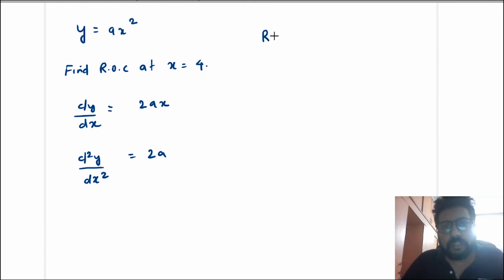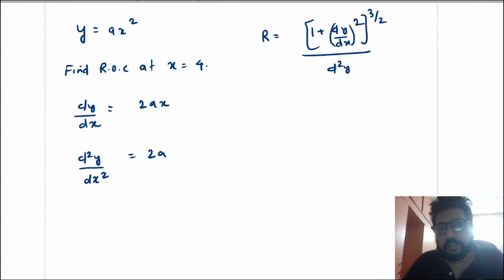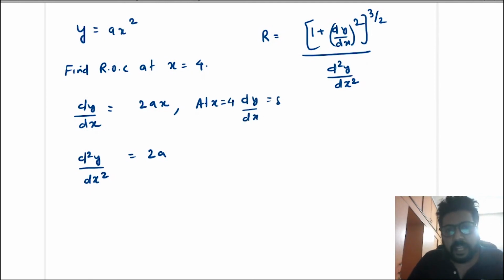So you know that the formula for radius of curvature is given by (1 plus (dy by dx) whole square) whole power 3 by 2 divided by d2y by dx square at that point. So you need to find at x equal to 4. So at x equal to 4, dy by dx becomes 8a.